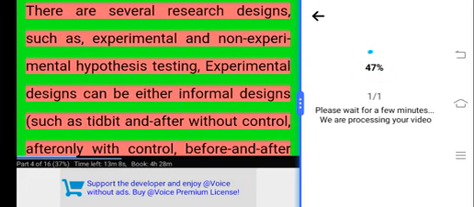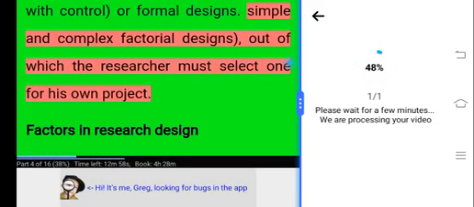There are several research designs, such as experimental and non-experimental hypothesis testing. Experimental designs can be either informal designs, such as before and after without control, after only with control, before and after with control, or formal designs, such as simple and complex factorial designs, out of which the researcher must select one for his own project.